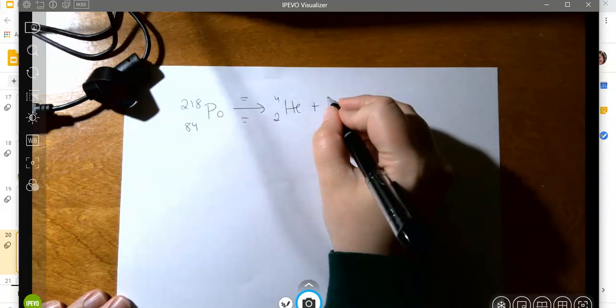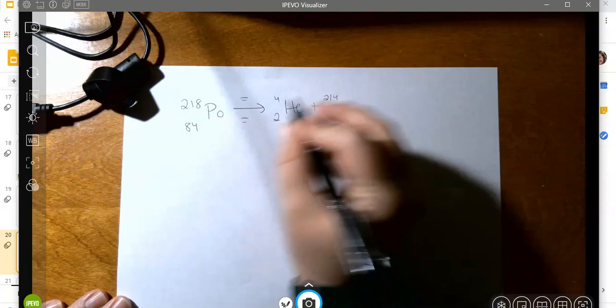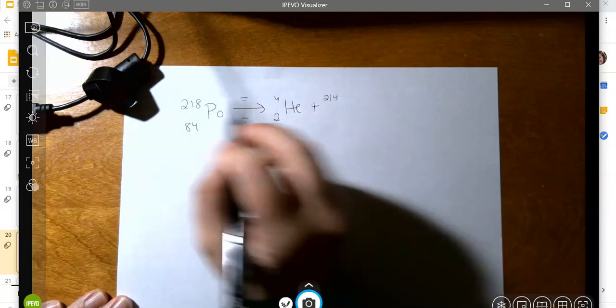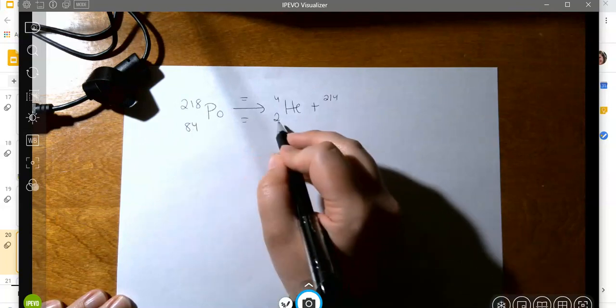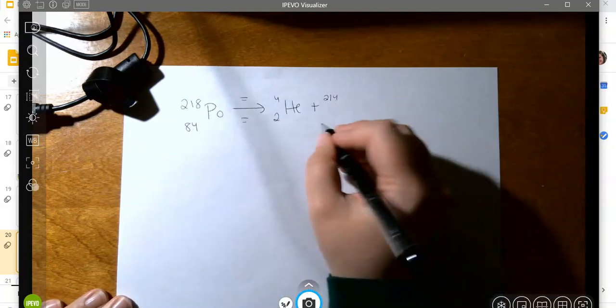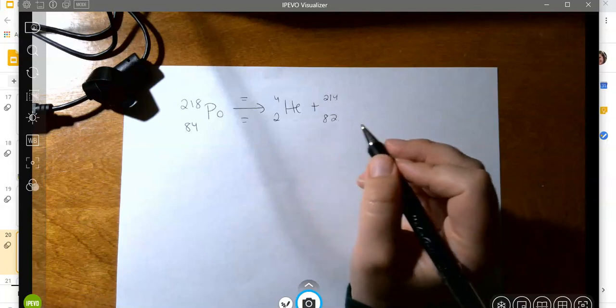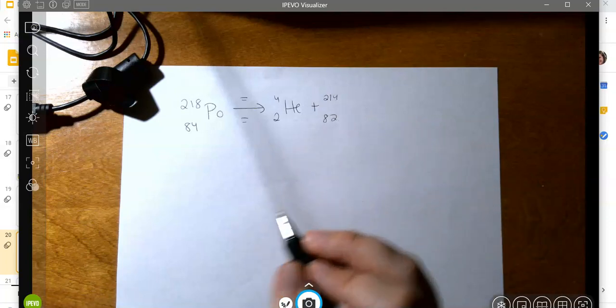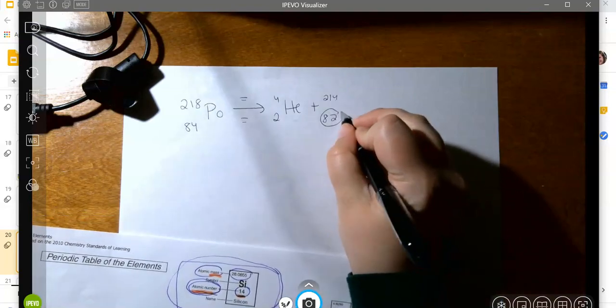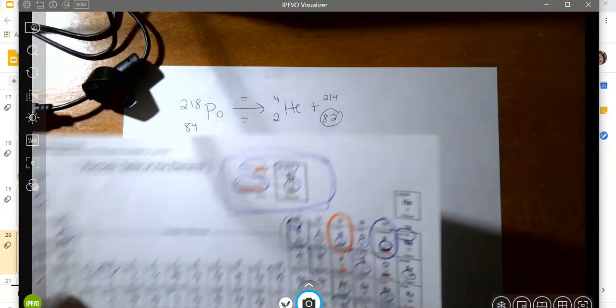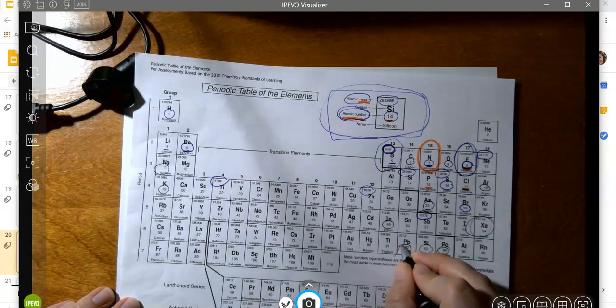So what is that number? That number is 214, because 4 plus 214 equals 218. Okay, so to find the atomic number, 84 equals 2 plus what? 82. Now, how do we figure out which element this is? Well, we have to use our periodic table and the atomic number, because this is what identifies an element. So element 82 is lead.